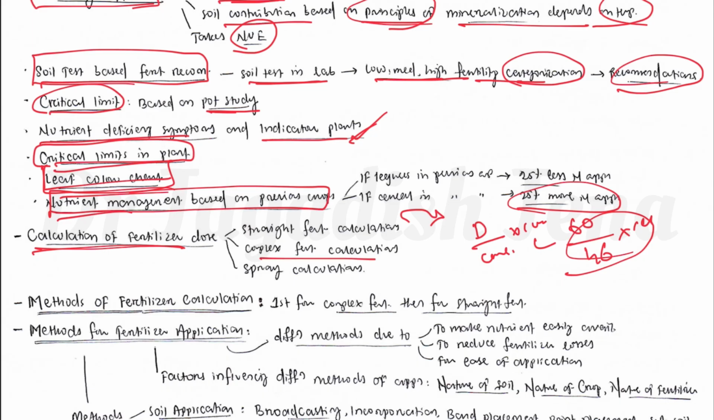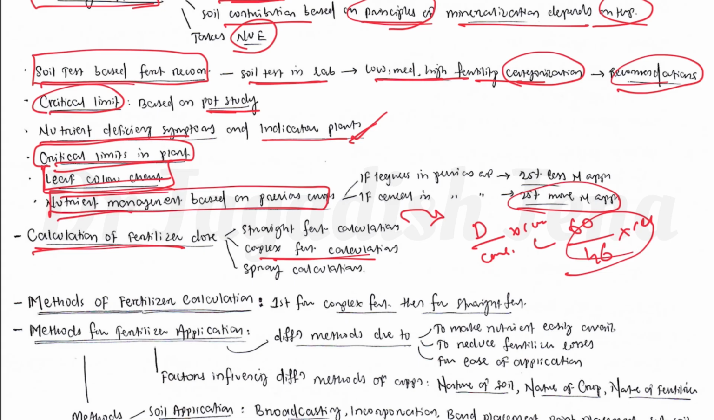Then complex fertilizer, where any fertilizer is complex in nature, and we have already discussed what complex fertilizer is and what straight fertilizer is. For example, DAP is a complex fertilizer. So in that case, we have to see which nutrient it is supplying the most. Suppose DAP is supplying phosphorus the most. So we have to first calculate the quantity of DAP we need to apply for fulfilling the phosphorus need.